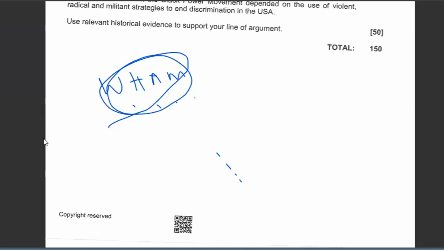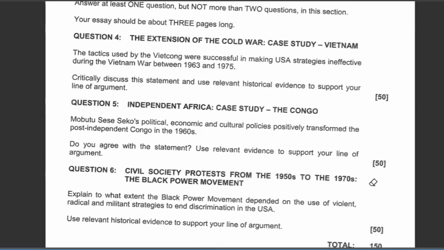We have tried to sum up our ideas. We have tried to come out with a conclusive version of the discussion without repeating what we said in the essay as it is, and without introducing a new term or a new idea. The conclusion is also within the line of the discussion in the presentation. I think that qualifies to be a good essay for this presentation on question number 4, the extension of the Cold War. Now let's move quickly to independent Africa, a case study of the Congo.